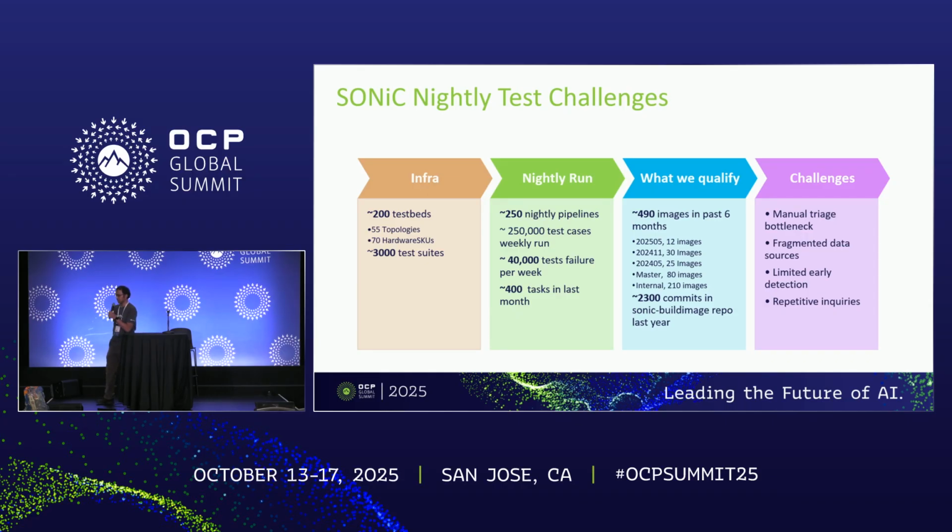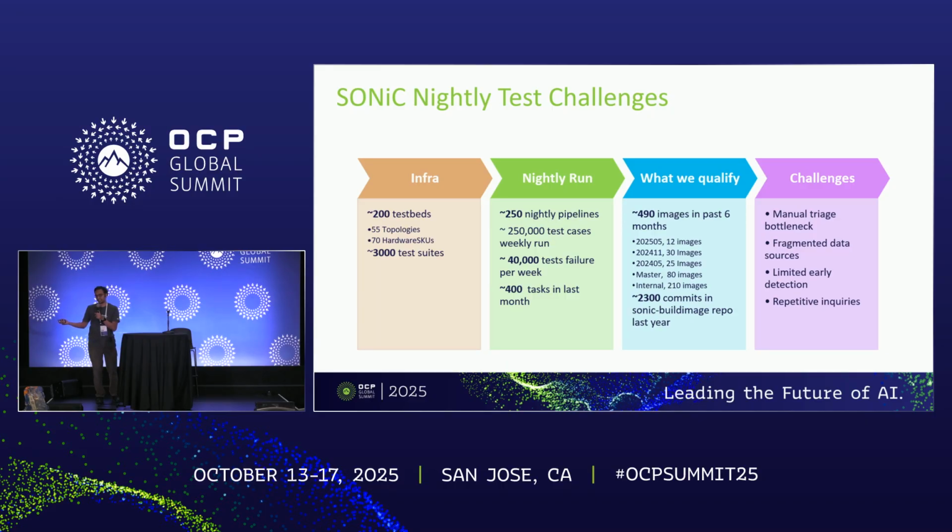So to start off with, in our nightly test, we have 200 test beds that run nightly tests for our SONiC images. That is spanning 55 topologies, 70 hardware SKUs, and we have a total of 3,000 test suites that we execute on that hardware. For our nightly run, we have 250 nightly pipelines, which comes out to about 250,000 test cases run every week. Out of that, about 40,000 test cases fail per week.